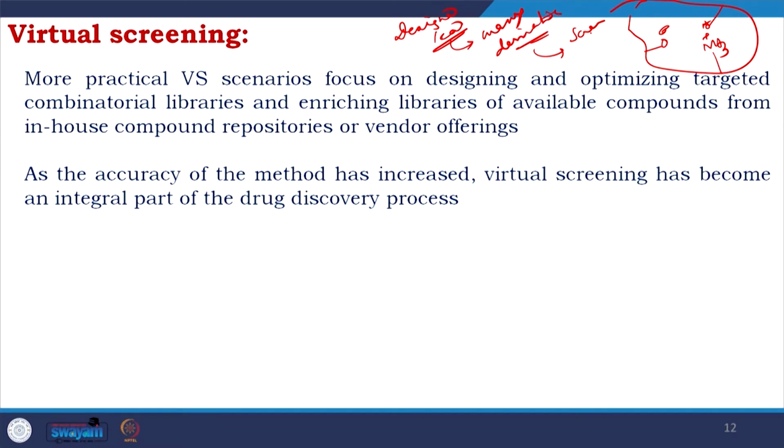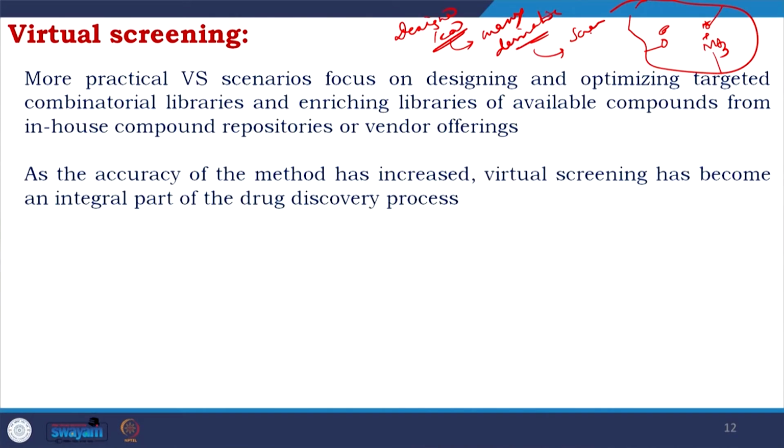As the accuracy of the method has increased, with more and more compounds coming into the database, with more and more structures solved, with more and more biochemical and biophysical information available, and with more and more predictive modeling happening, the accuracy of virtual screening increased. It became an integral part of the drug discovery process, because it is what we dreamed about.